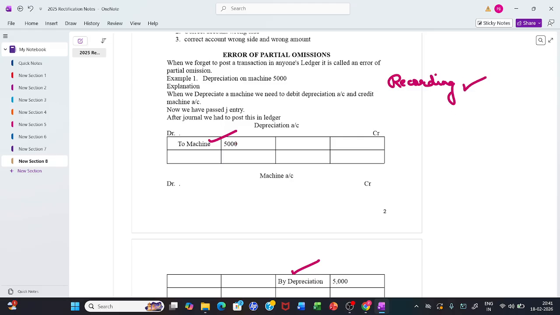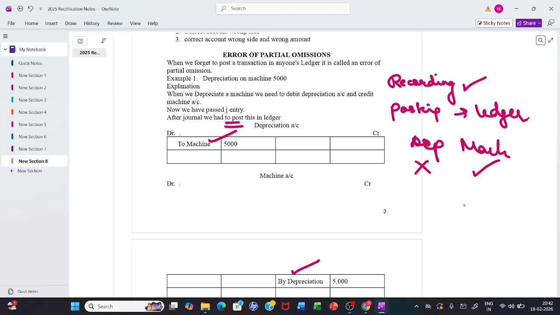The error now would be in posting. Posting means showing in ledger. And when we show in ledger, there are two ledgers involved: depreciation and machine. So we forget in any one. Either we forget here, we show here, or we show here and we forget here. If we don't show it in depreciation, I will say depreciation on machine omitted to be debited. So let me debit depreciation in that case. But I cannot touch machine in this.